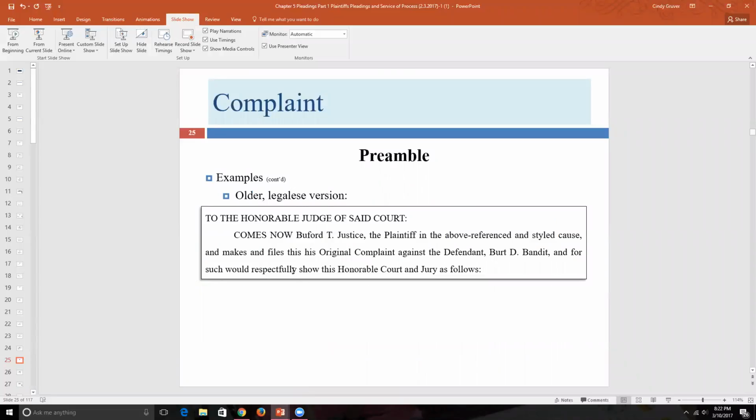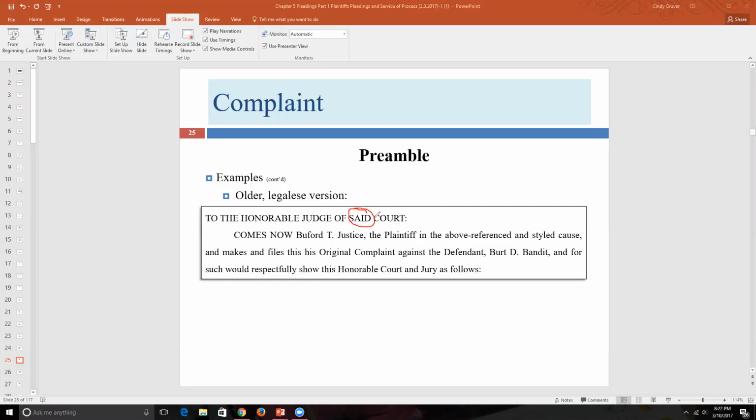Here's the example of the older form. This, again, is very common. You'll still see it today, but it is definitely on the way out. To the Honorable Judge of said court. Let's just look at this for a second. Let me annotate here and give you some comments about this. Said court.